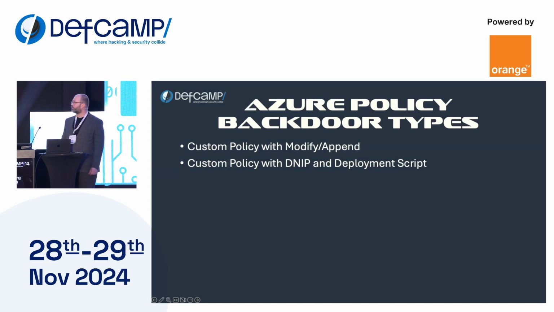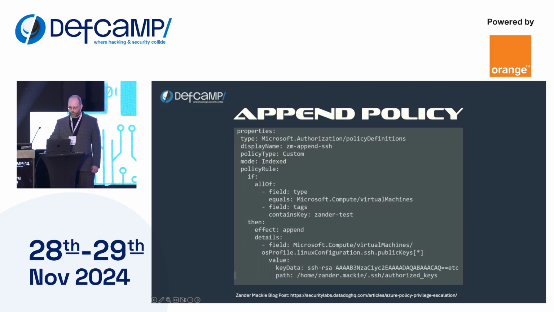So there are basically two types of backdoors with Azure policy. The first one, I won't really talk about too much, I will just mention it, is the custom policy with the modify or append effect. So when the policy kicks in and finds some non-compliant resources, then it will modify or try to append things to the resource. But Zender Mackey already wrote a blog post about it and talked about it in other conferences. So I just wanted to mention it if you are interested in this.